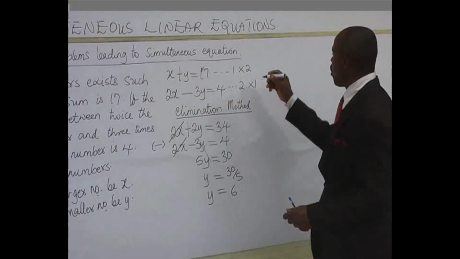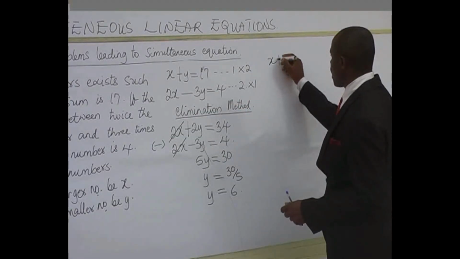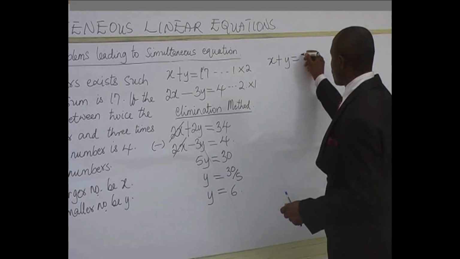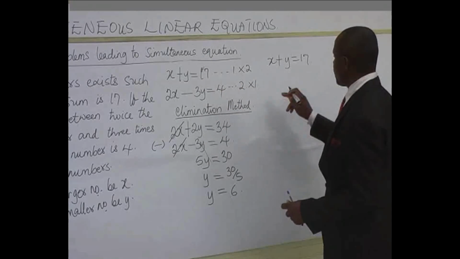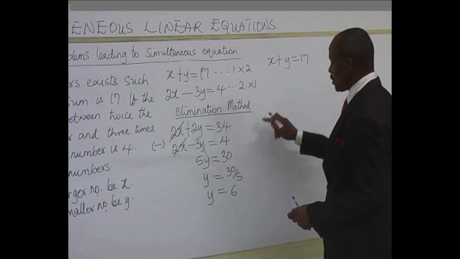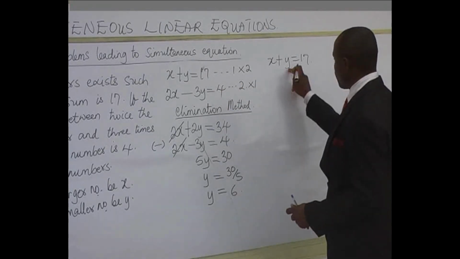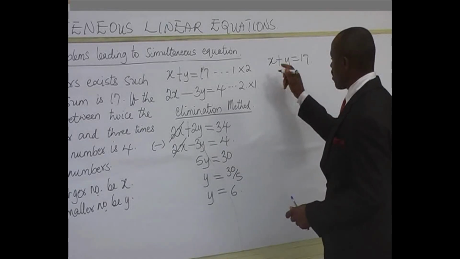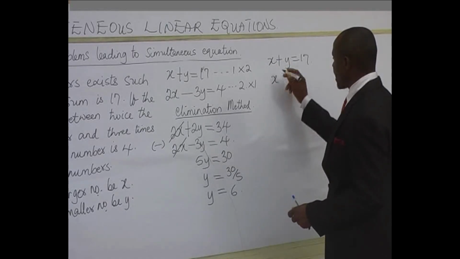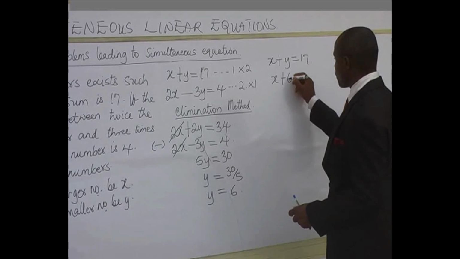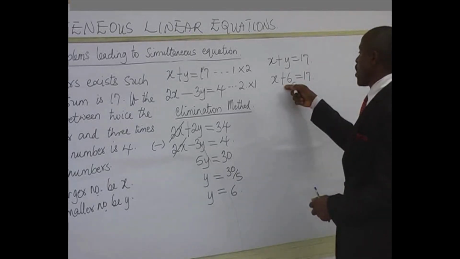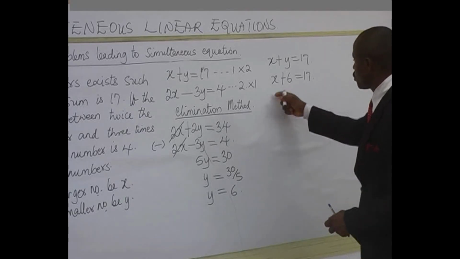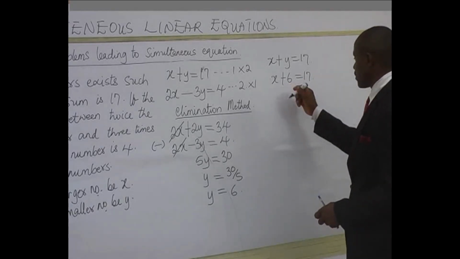From equation 1, we have that x plus y is equal to 17. But we have discovered that y is 6. So substitute 6 for the value of y so as to find the value of x. So we are going to have, instead of x plus y, x plus 6 is equal to 17. Move plus 6 from the left-hand side of the equation to the right-hand side. It will change to minus.